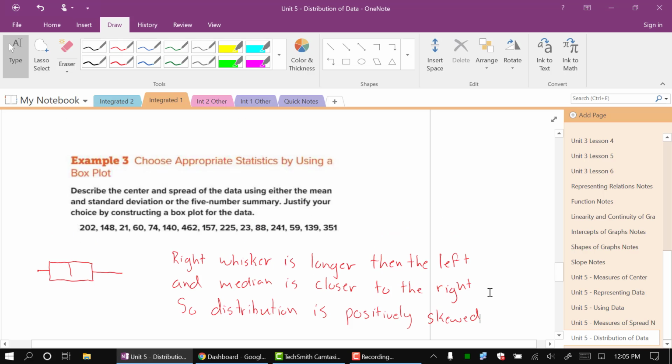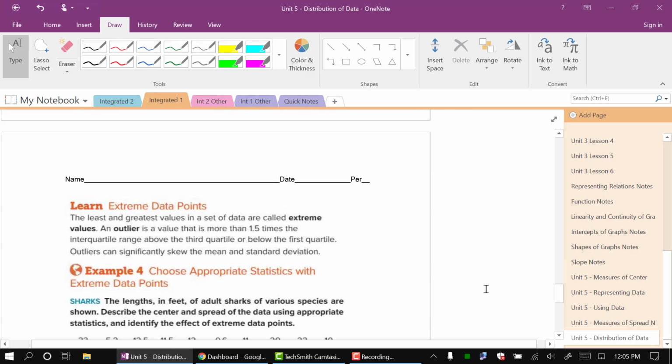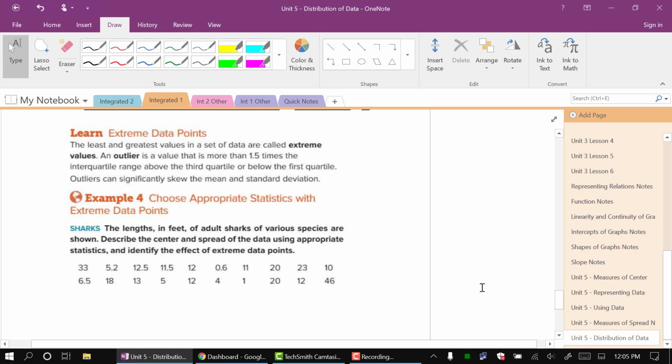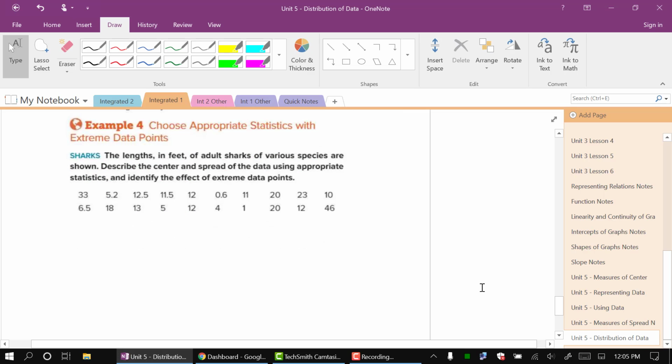And then let's go ahead and take a look at our next idea. So our next idea is dealing with extremas. The least and greatest value in a set of data are called extrema values. An outlier is a value that is more than 1.5 times the inner quartile range, above the third quartile, or below the first quartile. So outliers can significantly skew the mean and standard deviation. So let's take a look at this example right here. So I have all these numbers. So from these, I'm going to go ahead and generate the mean. So again, I'm going to add all these numbers up and then divide by the total.